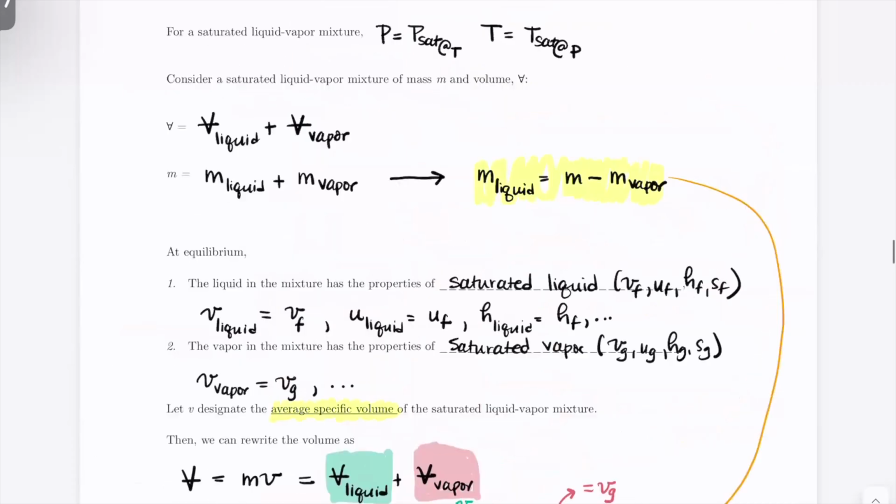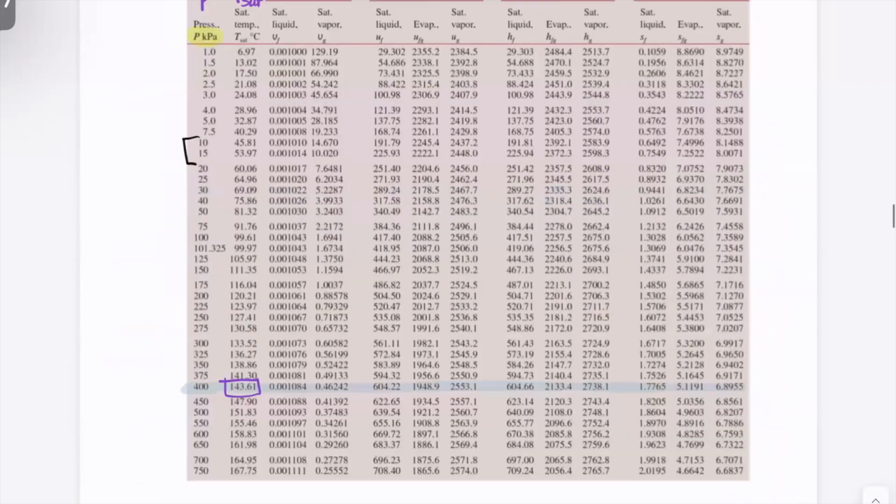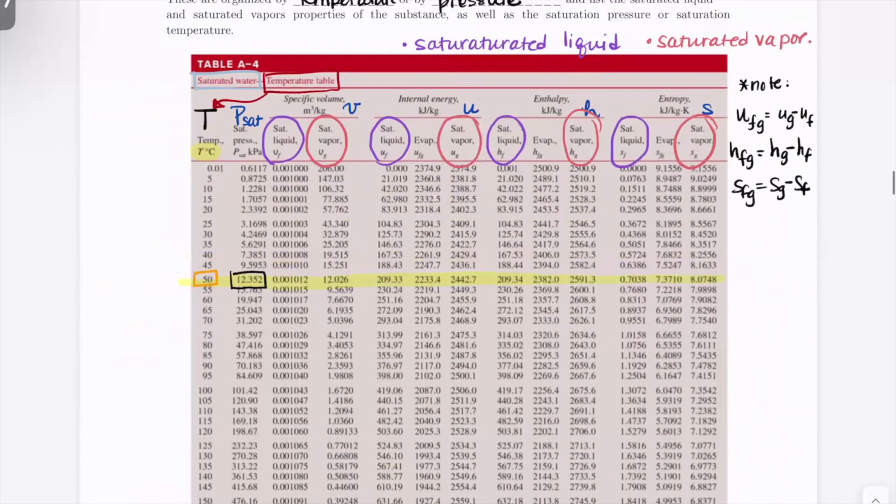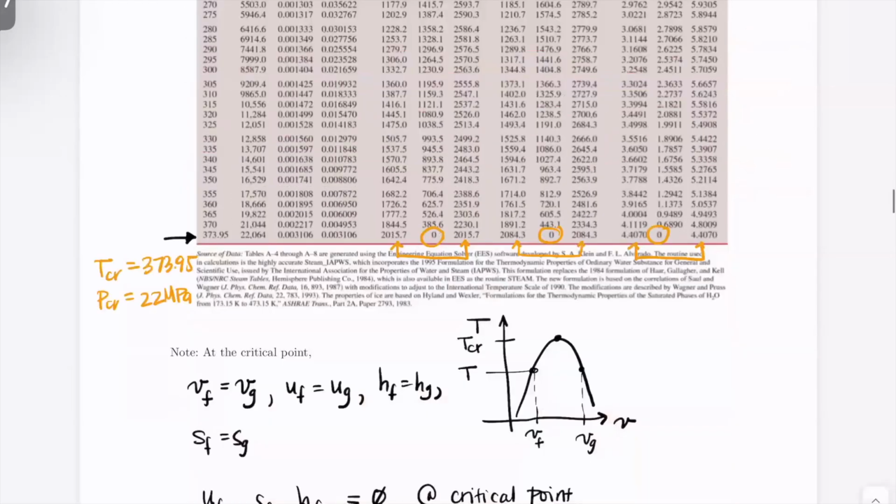All right, so we want to find VF and VG. That's a pressure table. Here's a temperature table. I already have the 50 degrees C line highlighted here. So we have that VF is 0.001012 and that VG is 12.026. All right, so let's write that down.